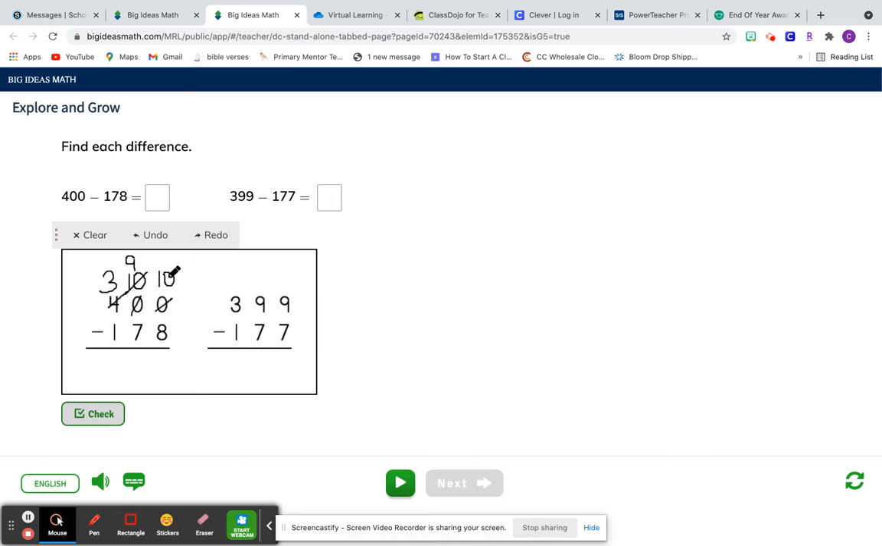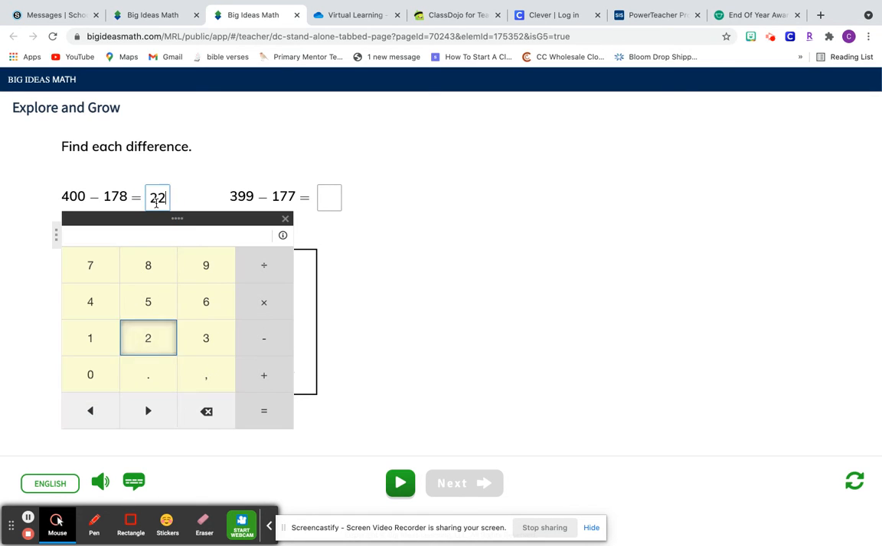So now we can do our subtraction. 10 minus 8 is 2. 9 minus 7 is 2. And 3 minus 1 is 2. Well, this I want to show you. 399 minus 177. 9 minus 7 is 2. 9 minus 7 is 2. And 3 minus 1 is 2.